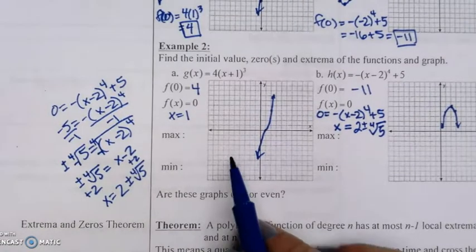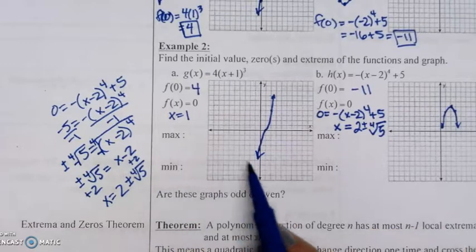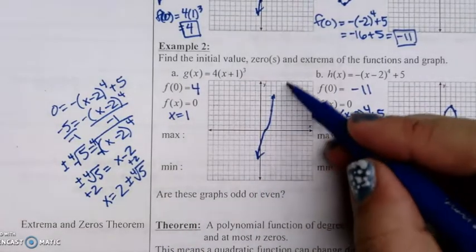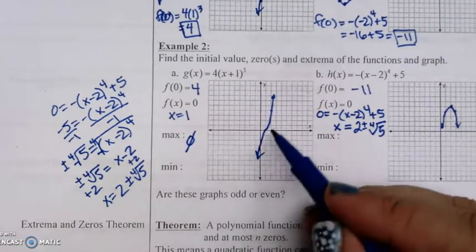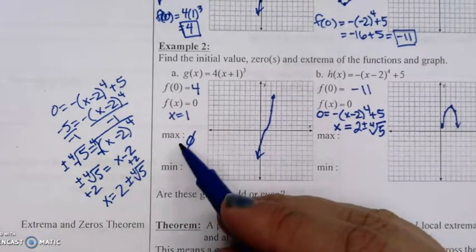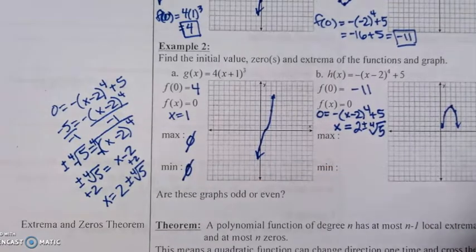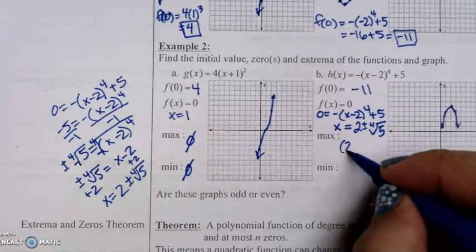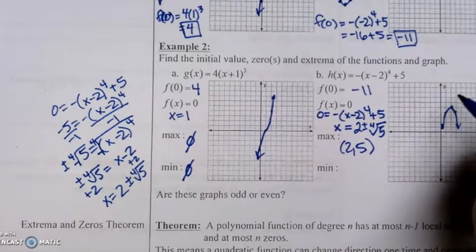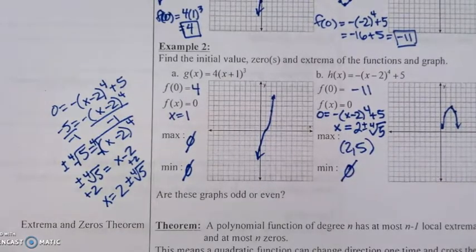Okay? And then looking for maxes and mins, a max is where our graph goes from increasing to decreasing. This graph is always increasing, so I have no maximums. Since it's also always increasing, that means there's nowhere that it goes from decreasing to increasing, so we have no minimums. This graph, we do have a place where it goes from increasing to decreasing at 2, 5, the vertex. And there's nowhere that it goes from decreasing to increasing, so no minimums.